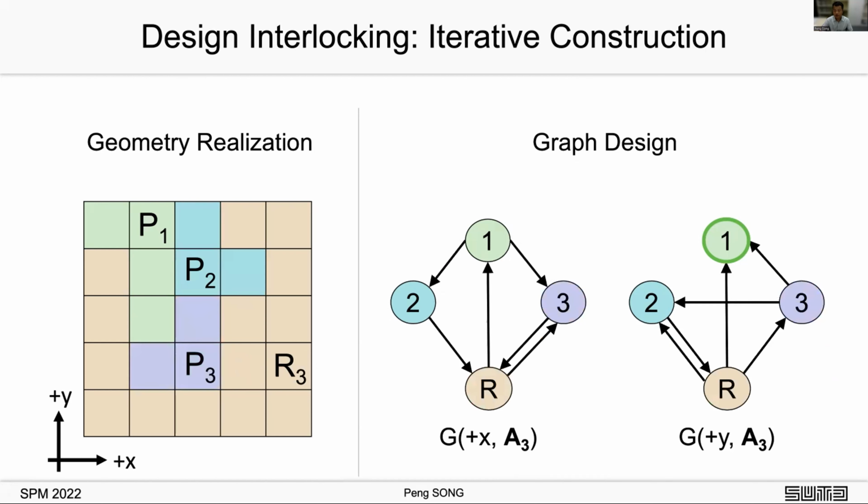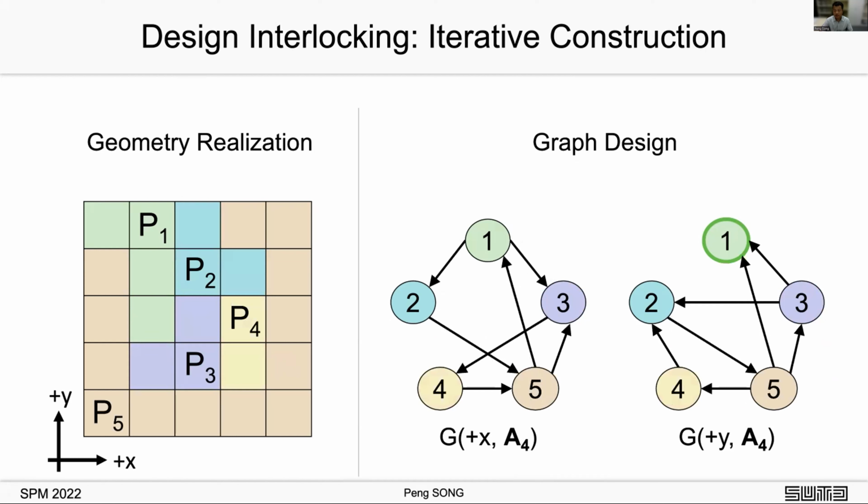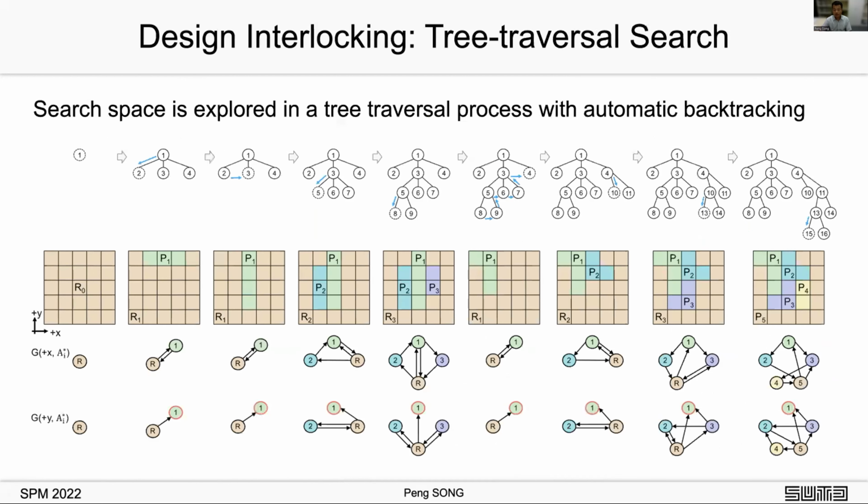We do this graph design and geometry realization iteratively until reaching the desired number of parts, such as the 5-piece interlocking puzzle shown here. In this work, we use a tree-based traversal approach with backtracking to explore the search space of interlocking configurations. I will skip the details here.